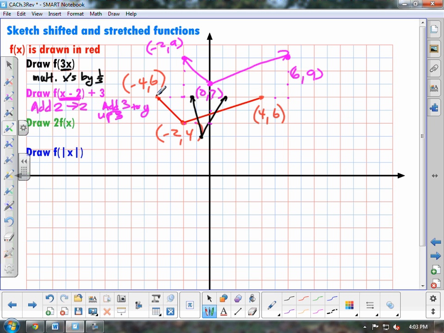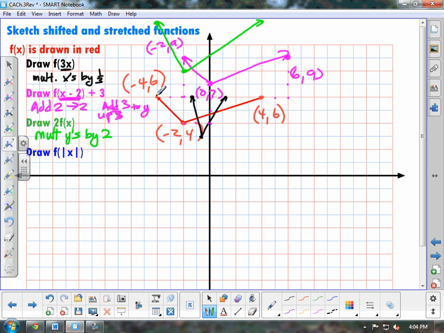Our next one in green here is 2 times f of x. Because it's not with the x variable, that means it's with the y. And since it's with there, you would be multiplying your y's by 2, which is going to stretch it vertically by 2. So instead of a -2, 4, it's going to be a -2, 8. Instead of a -4, 6, it's a -4, 12. And instead of 4, 6, it is going to be 4, 12. And we would have it there.